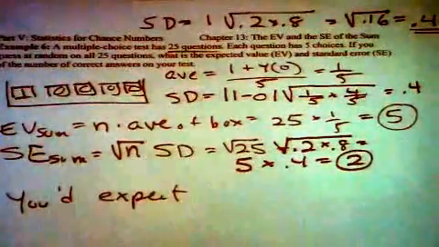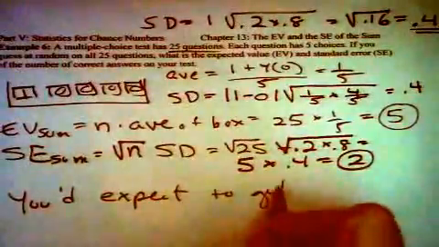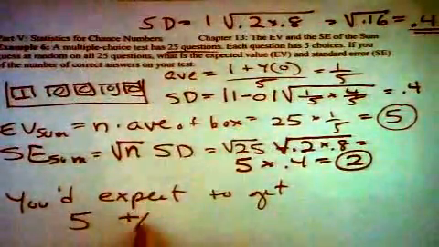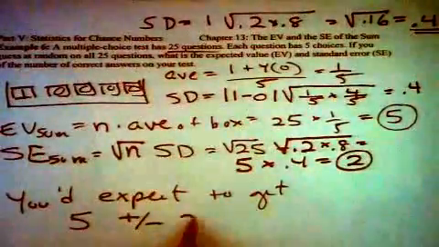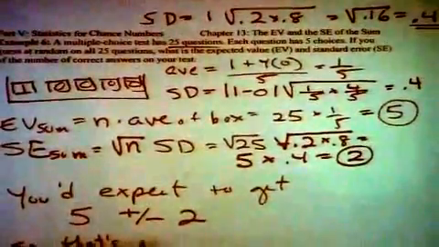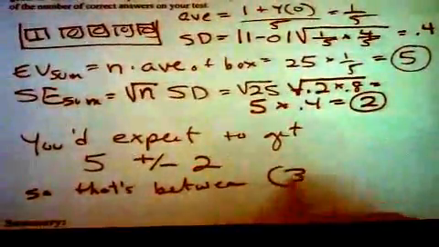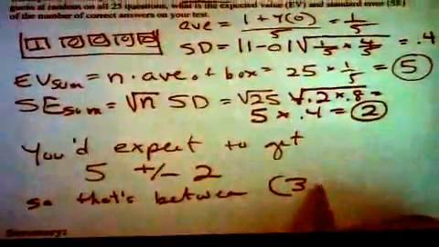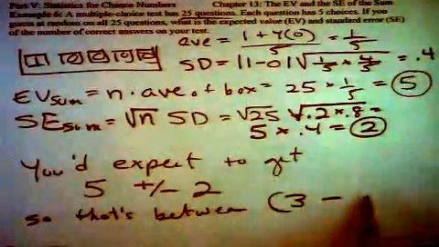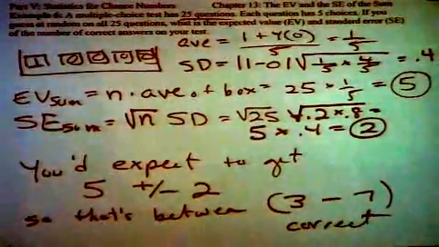Right, this is not a good score, you'd expect to get 5 correct, terrible, plus or minus what? About 2. So that's between what and what? That's between about 5 minus 2, about 3, right. Ooh, that's not very good. So that's between 3 to what? 7. Correct. Not very good. All right.